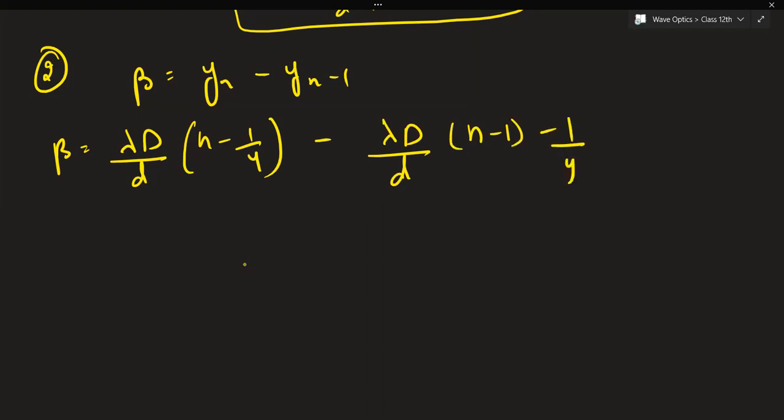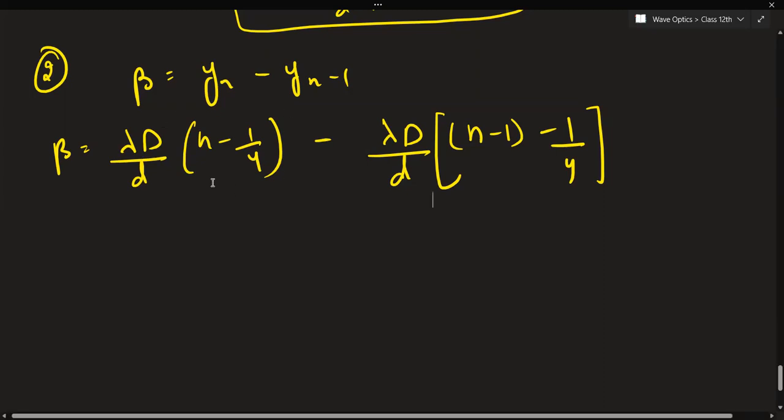N minus 1 by 1 by 4. Fine, so what is this? This is lambda capital D by small d, n minus 1 minus 1 by 4. What is the difference? See, this we have obtained already. This was n, here you had n minus 1. So this is like n minus 1 by 4 only. Since here it is n minus 1, we had to keep here as well n minus 1.